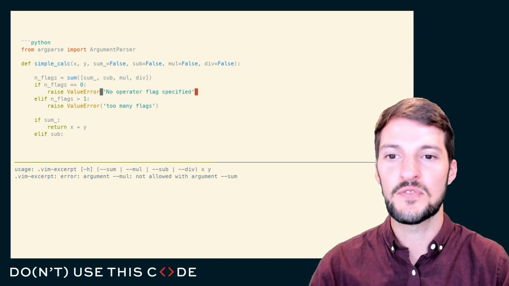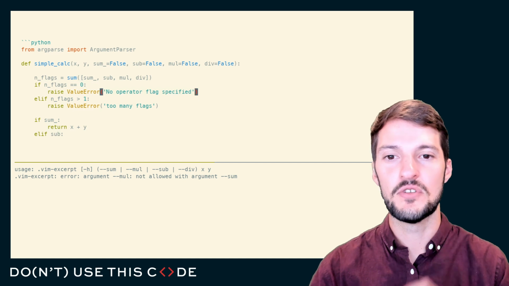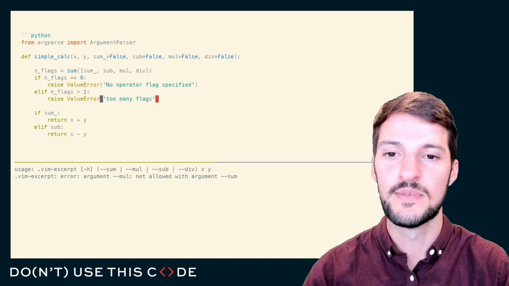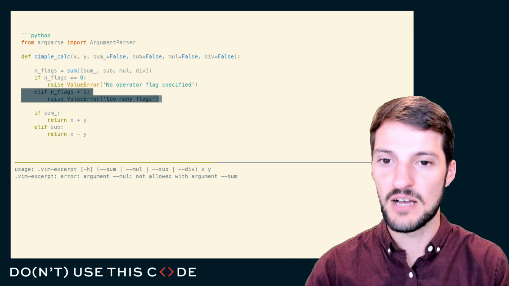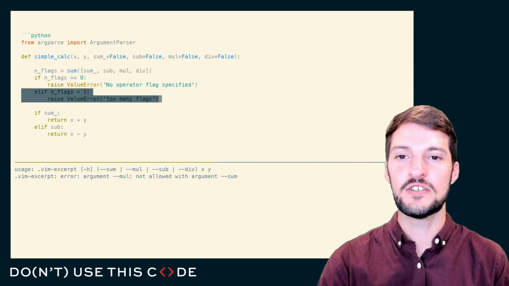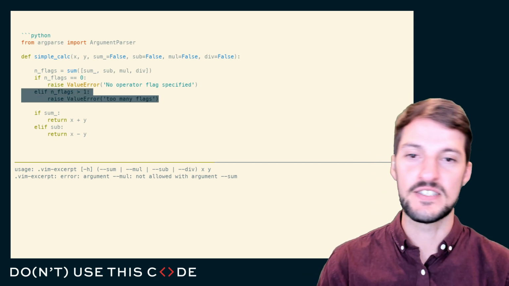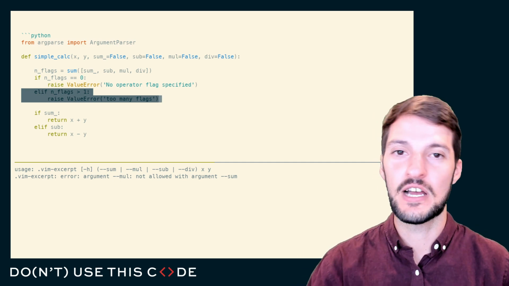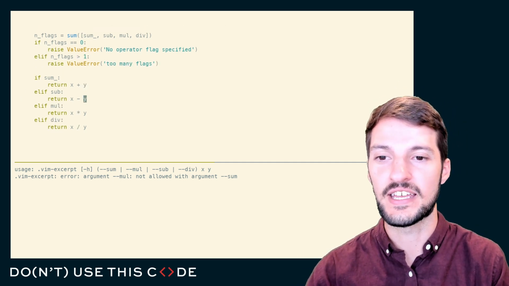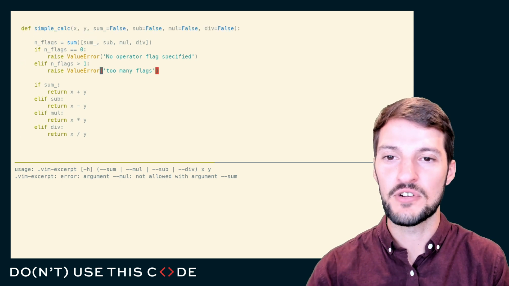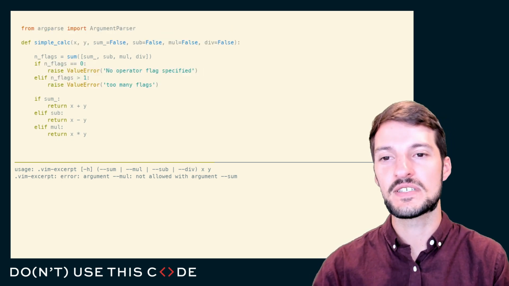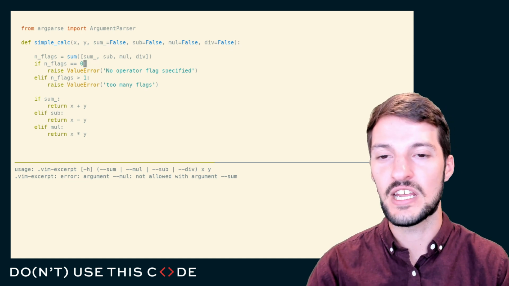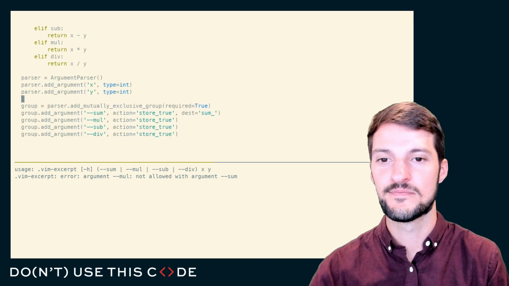If the sum of those flags is 0, we can say no operator flag was specified. You need to specify at most 1. However, if the sum is greater than 1, we can say, well, you specified sum and you specified subtract. That doesn't mean anything to this program. Please reevaluate your output and make sure you're only setting 1 flag. And then we can go ahead and perform our operation. Now we have moved all of this error checking to the top of our function so that we're able to fail fast and we're able to fail logically.